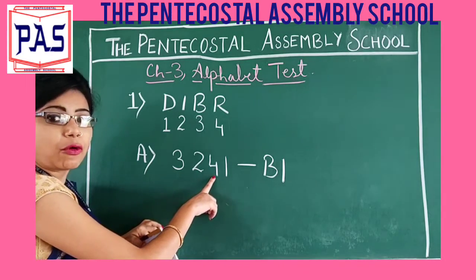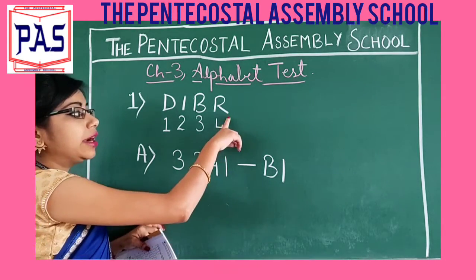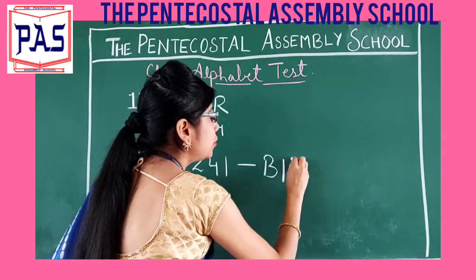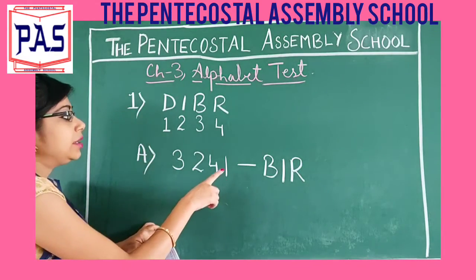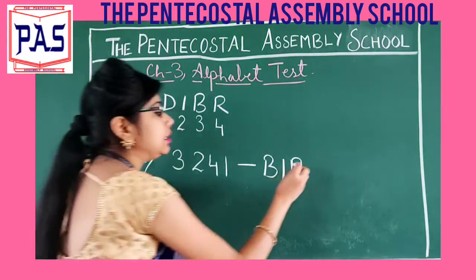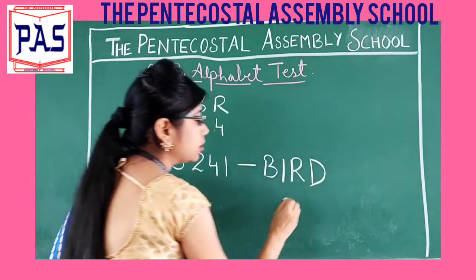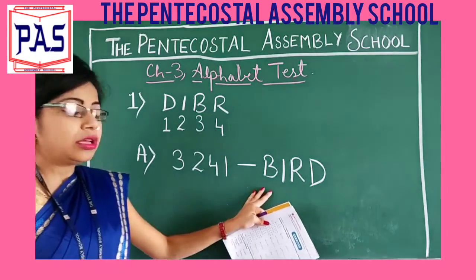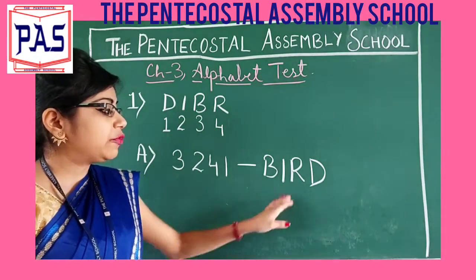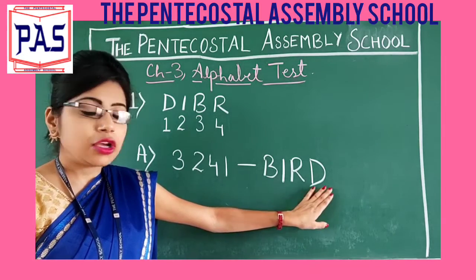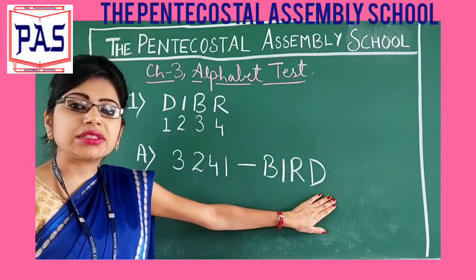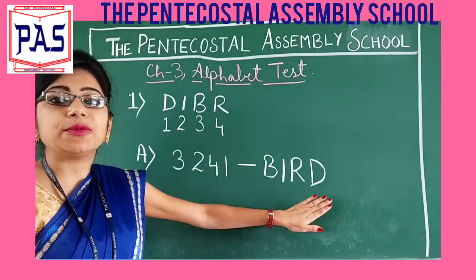And 4. The number 4 indicates letter R. So R will come here. And number 1 indicates letter D. So D will come here. So bird. The meaningful word is bird. Bird is a meaningful word, children. So what will be your answer? Your answer will be option A.